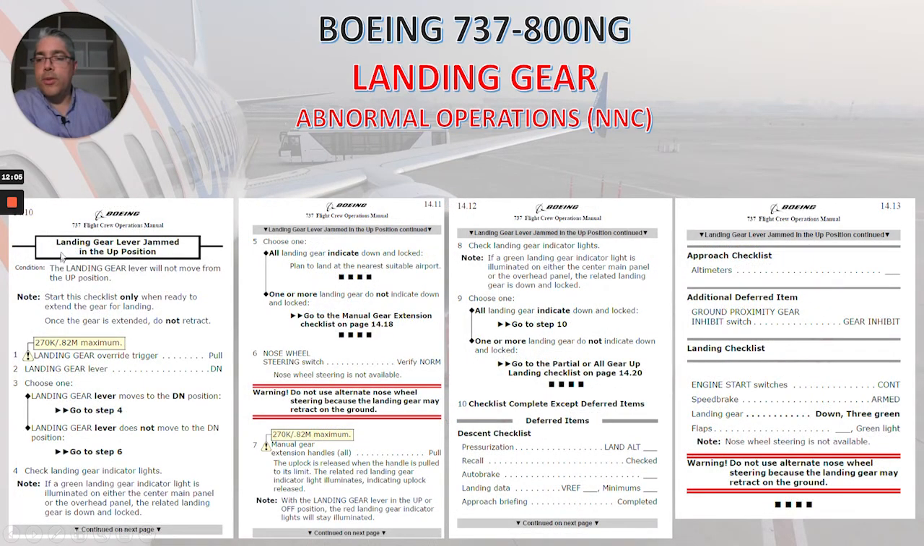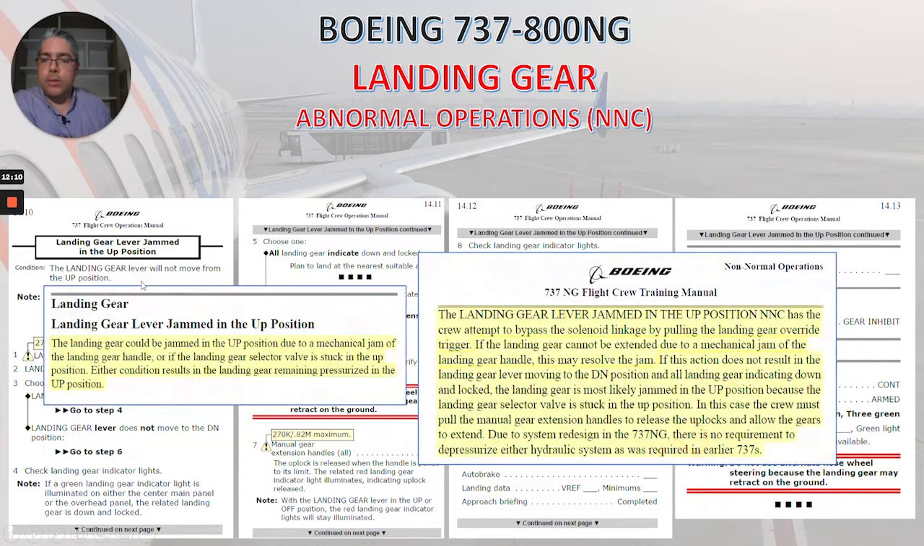Now let's review the landing gear lever jammed in the up position. First, let's see what the flight crew training manual says. The landing gear could be jammed in the up position due to a mechanical jam of the landing gear handle, or if the landing gear selector valve is stuck in the up position. Either condition results in the landing gear remaining pressurized in the up position.